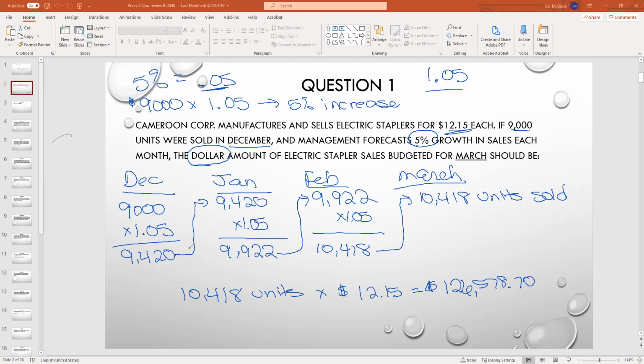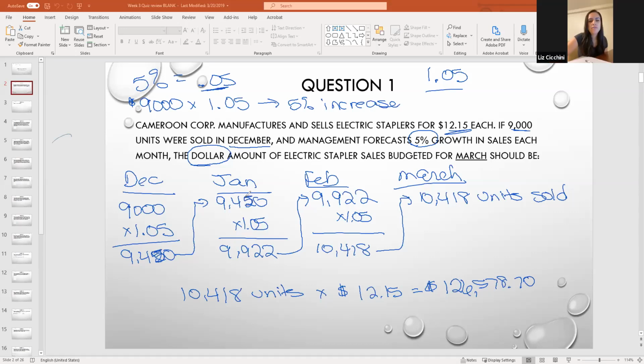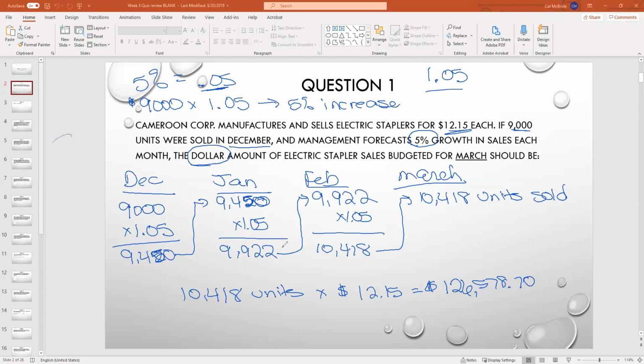Yeah, but you still have to add the initial amount because it's growing. It's supposed to be 450. I just read the number wrong. So another way to do it, you could just do 9,000 times 5%, and then add it to 9,000.